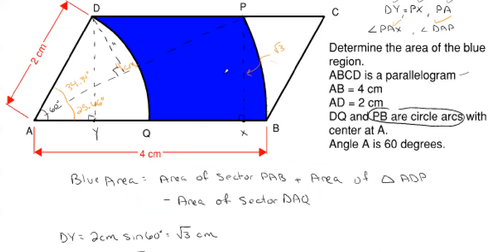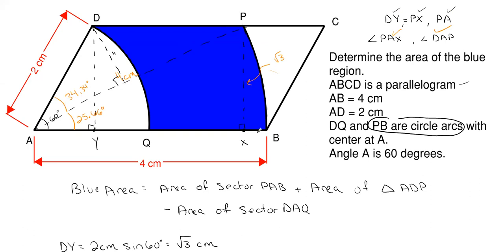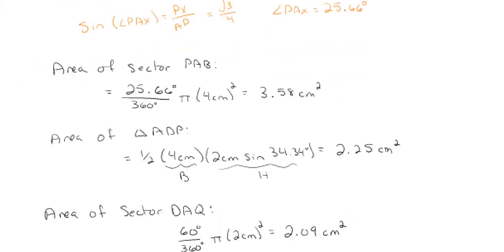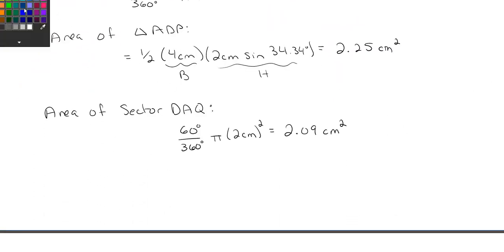So what I have found so far is the area of my entire circle sector right here of APB, the area of the upper triangle of ADP, and then that gives me this total region here, including the blue and this white circle sector. So I need to subtract off the white circle sector here of DAQ to get the area in blue. And we have all those values, so let's go ahead and do that.